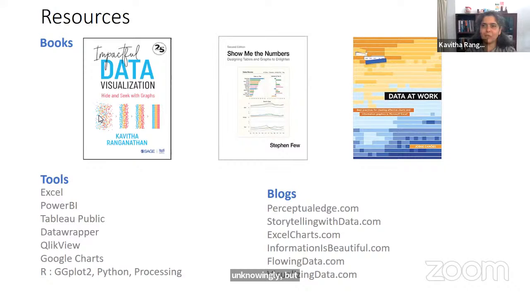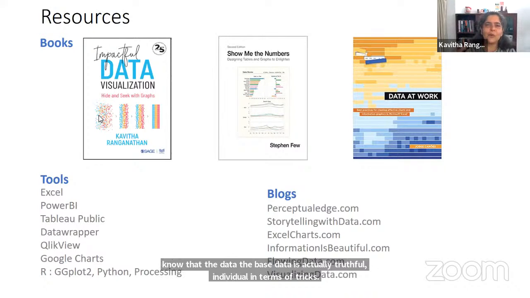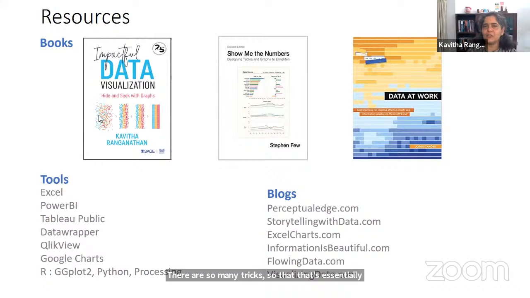You know that the outcome is not what the data is. So we want to go back and make sure that the base data is actually truthful in the visual. In terms of tricks, there are so many tricks, Anjana. That's essentially what my book is all about, because there are so many little things you need to be careful about, even in the very simple design aspects of creating an effective visual. So that list is actually endless. I just introduced you to a few examples here.